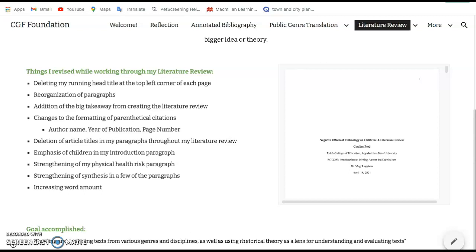So placing that emphasis really made my literature review more effective as a whole, but really strengthened it for its introduction. So while I had many other revisions that I added to my literature review, I feel that those were very important ones that needed to be discussed in more detail.